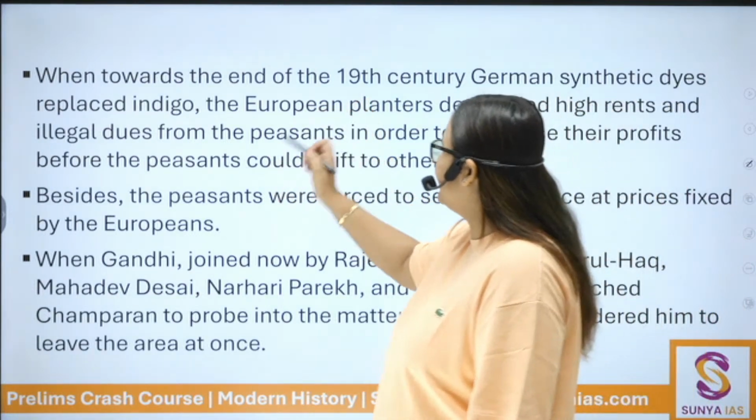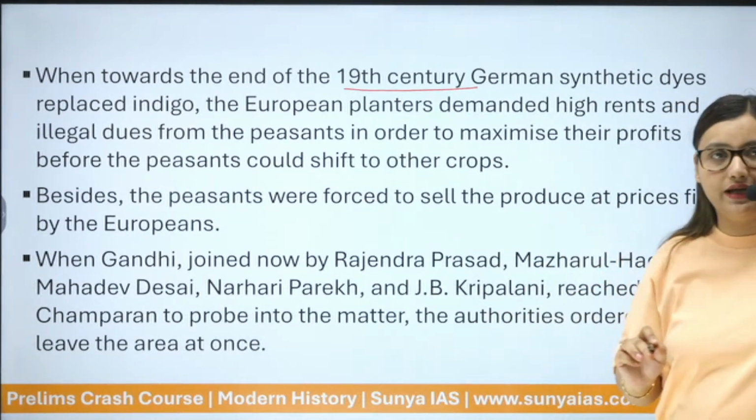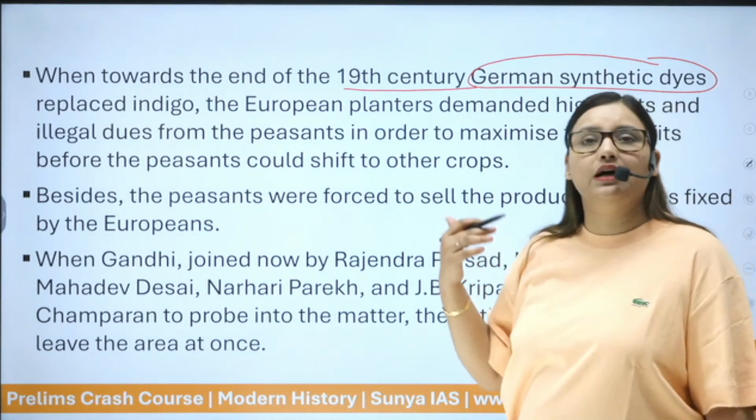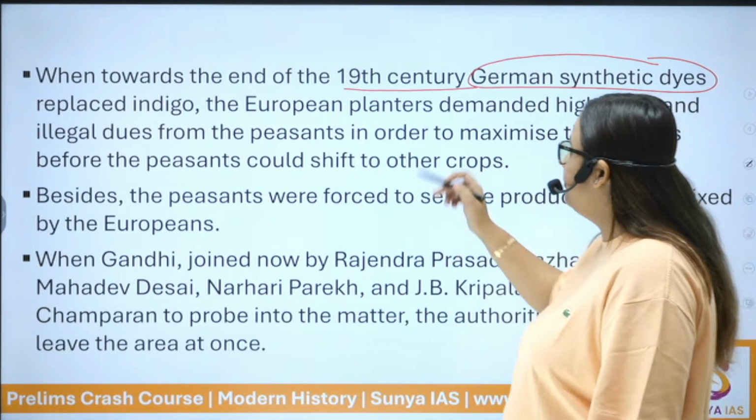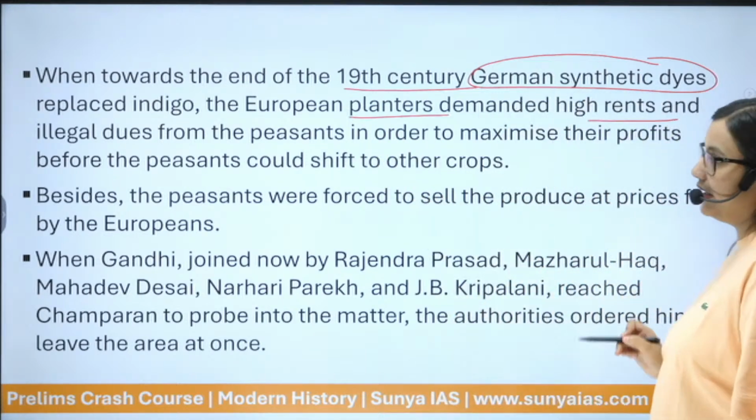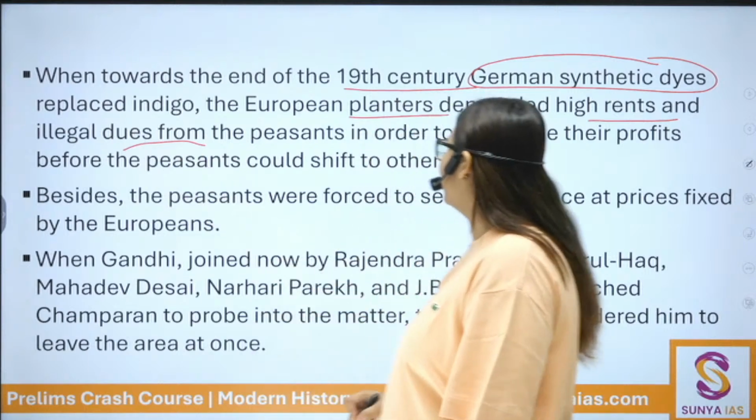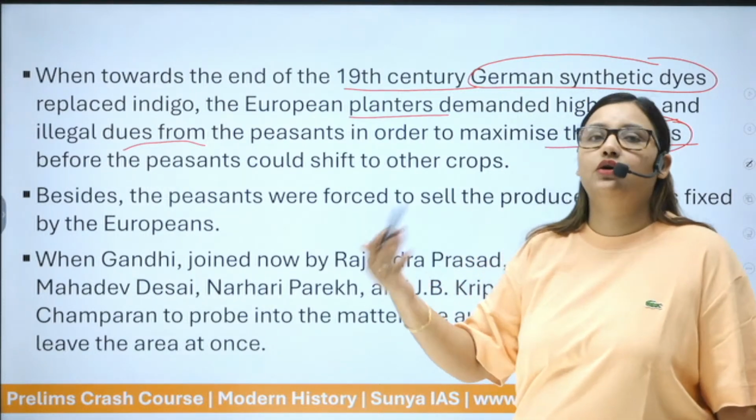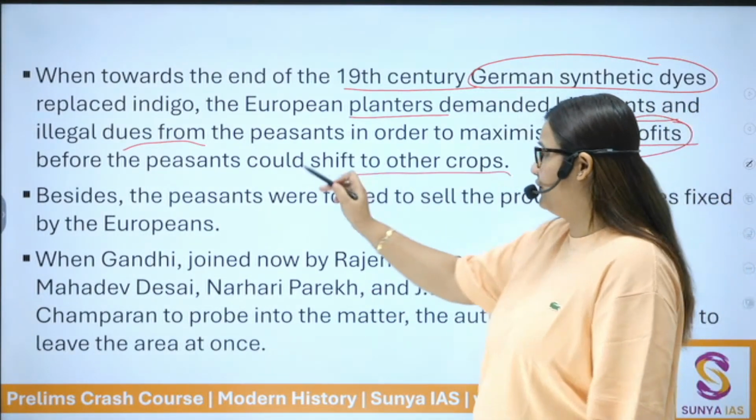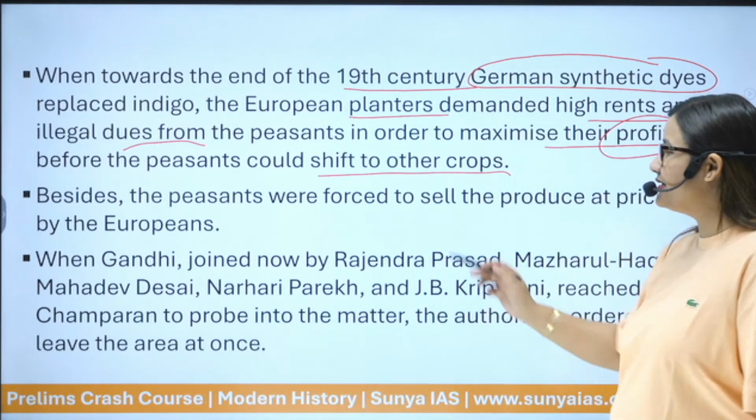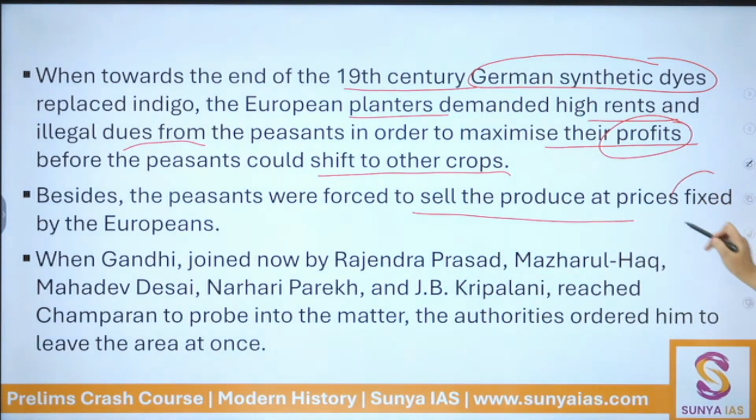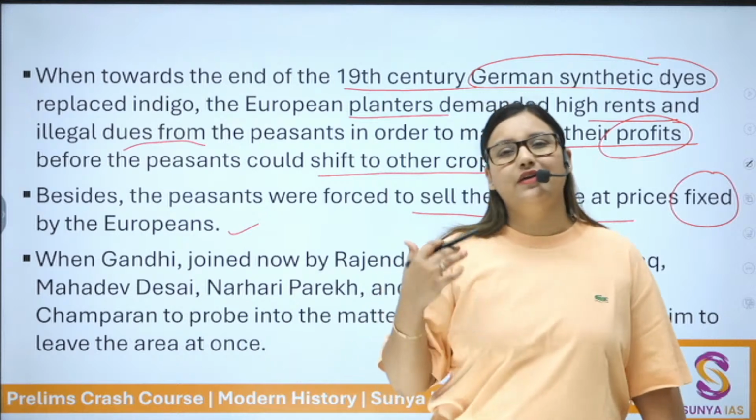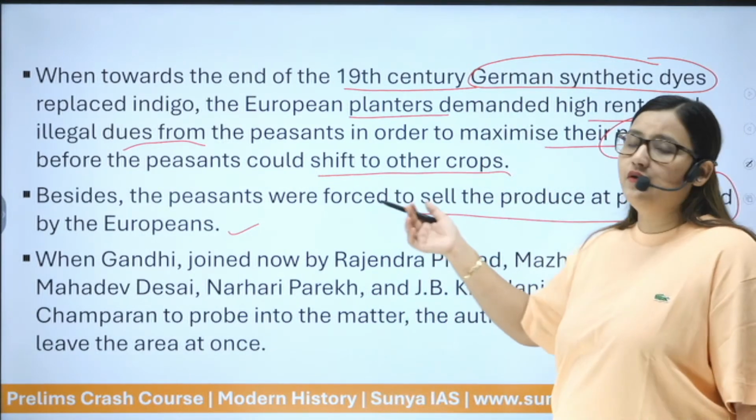Fine. So towards the end of the 19th century, German synthetic dyes replaced indigo. These German synthetic dyes were like a substitute. They also gave us a blue color. So they replaced indigo, and the European planters demanded high rents and illegal dues from the peasants in order to maximize their profits before the peasants could shift to other crops. Besides, the peasants were forced to sell the produce at the prices fixed by the Europeans, and the price was very, very low. Okay, it was a very low price, so they were not getting anything for their hard work.